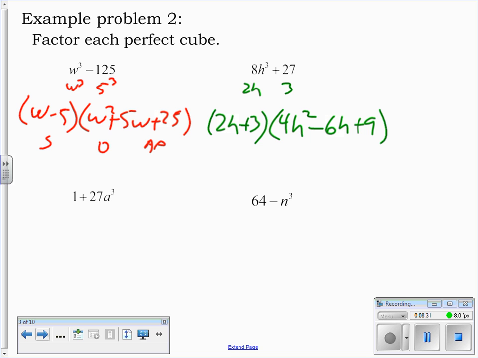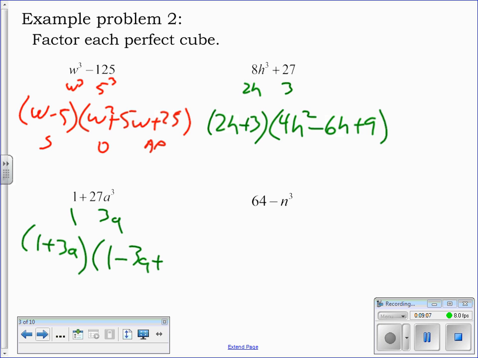What's the first thing I'm squaring here? Or cubing, sorry. 1. What's the object I'm cubing to get 27a cubed? 3a. So my factor is 1. First factor is 1 plus 3a. And then my second factor begins with the first one squared, which is 1. And because my original problem is plus, this one's minus. Multiply the two. 1 times 3a gives me 3a. And then last term's always positive.